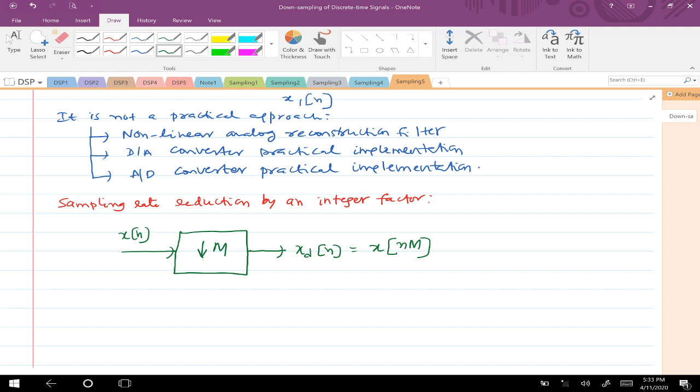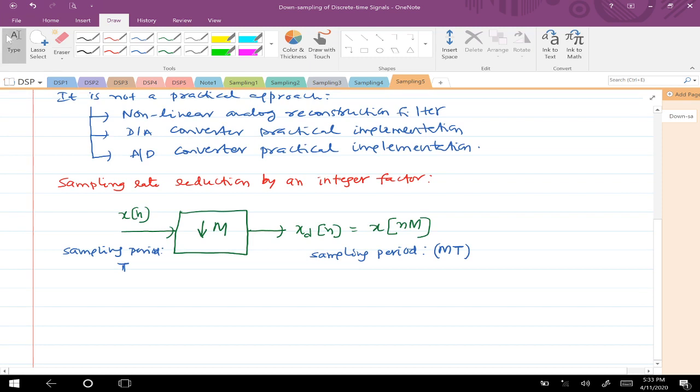For example, if you want me to write in terms of the sampling period, on the left hand side of this block the sampling period is T. Then here, with x of nM, out of M samples you are just keeping one sample, so earlier it was T, and now the sampling period would be MT.